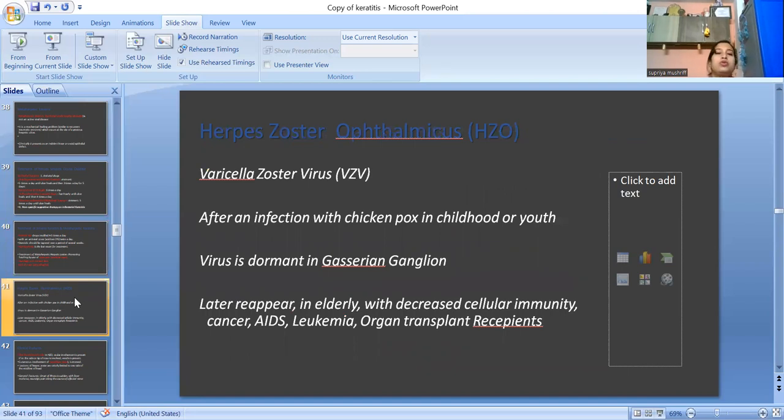Now comes herpes zoster ophthalmicus keratitis. Herpes zoster ophthalmicus is a very important question theory-wise. It occurs due to varicella zoster virus after an infection with chickenpox in childhood or youth. The virus lies dormant in the Gasserian ganglion and later appears in the elderly, with decreased cellular immunity, cancer, AIDS, leukemia, or in organ transplantation recipients.